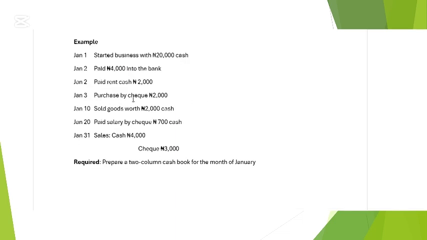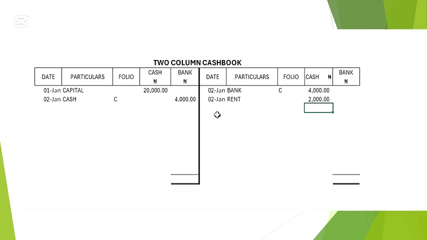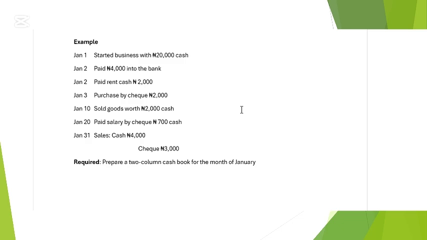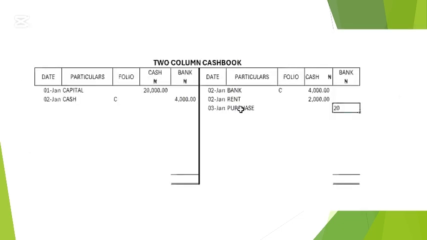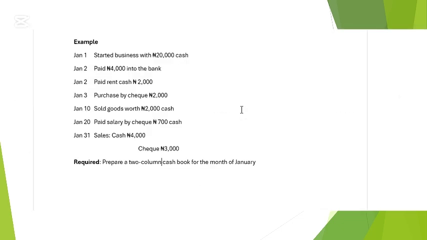January 3rd, purchase by check. You are buying by check, so you are going to pay out of your cash book. But which is it, cash or bank? It's bank, because here you have a check and you use check for bank. So on the 3rd of January, what happened? We made a purchase. How much was it? We say through bank, 2,000 naira. So it appears under the bank column.